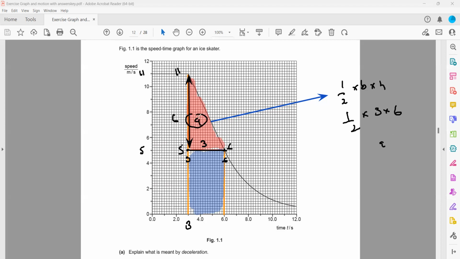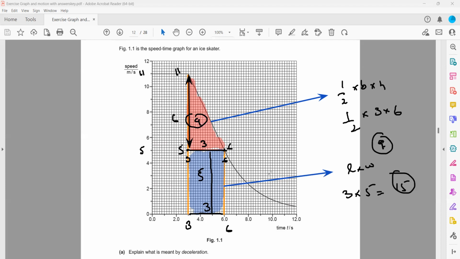We calculated that. Now, the area of the rectangle starting at 3 and ending at 6. So this will be 3. Starting at 0 and ending at 5. So this will be 5. So how to get the area of the rectangle? It is length into width. So the answer is 15. Length is equal to 3 and width is 5. So one of the answers is 9 and another one is 15.